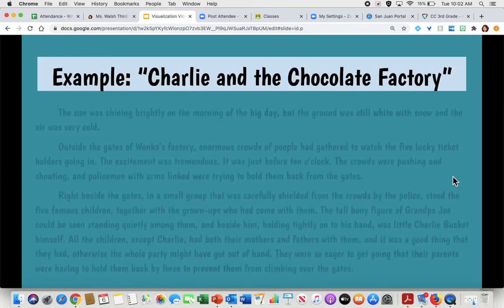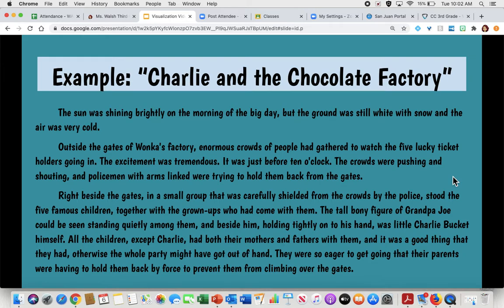So here we have an example from Charlie and the Chocolate Factory. I'm going to go ahead and read it for you. While I'm reading, I want you to think in your brain what this would look like.